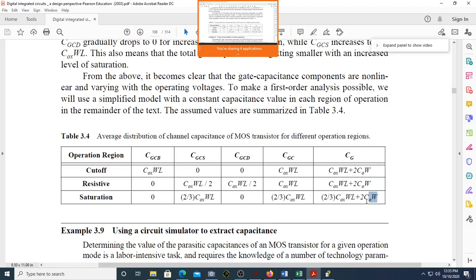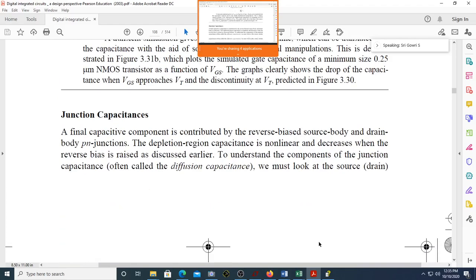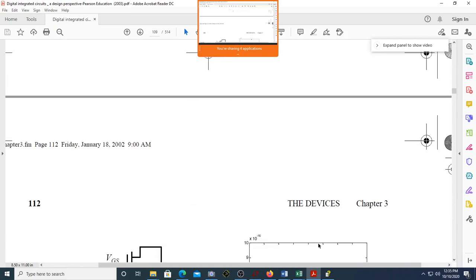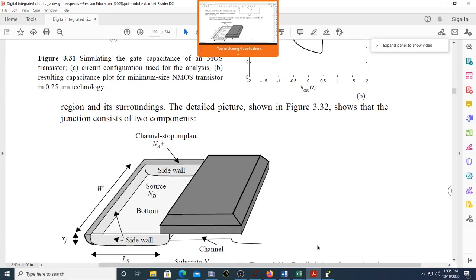How about this overall capacitance? Is this fine? Yes, sir. CGC plus twice the overlap capacitance. Okay, can you just have a look at this now?